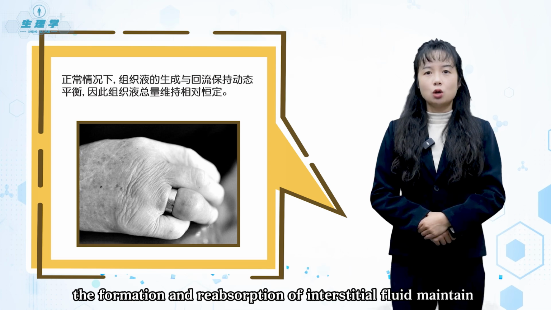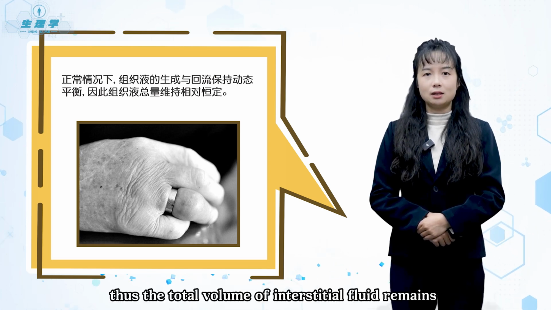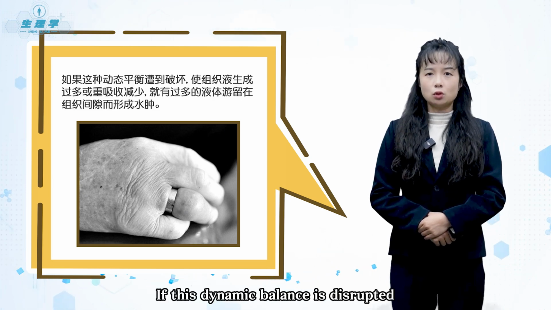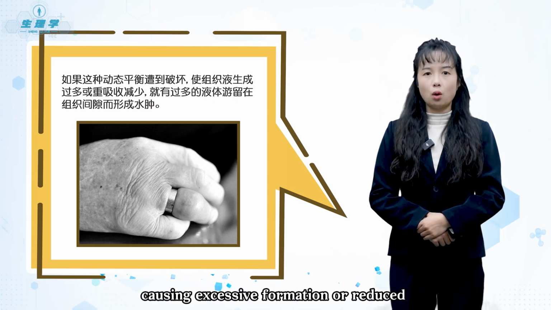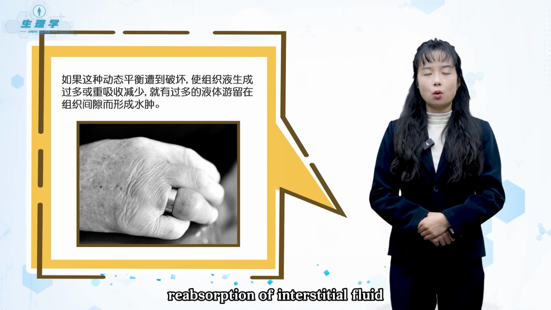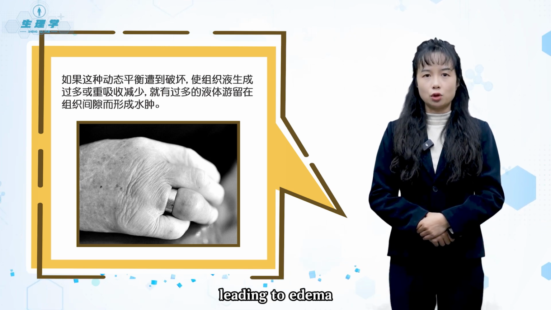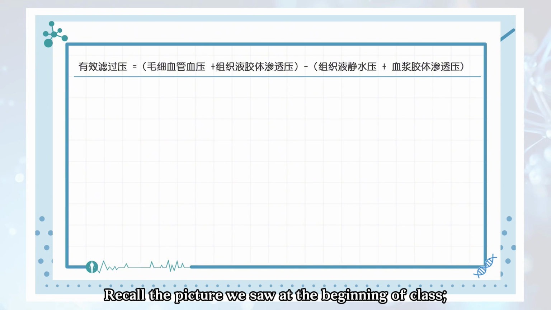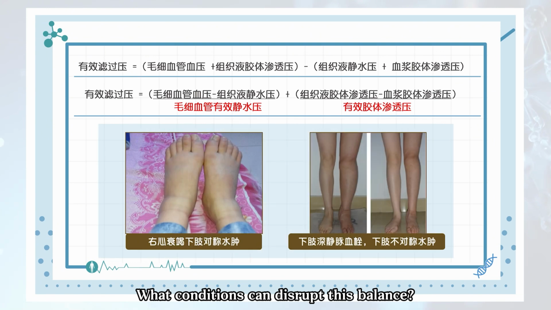Normally, the formation and reabsorption of interstitial fluid maintain a dynamic balance. Thus, the total volume of interstitial fluid remains relatively constant. If this dynamic balance is disrupted, causing excessive formation or reduced reabsorption of interstitial fluid, excess fluid accumulates in the interstitial space, leading to edema. Recall the picture we saw at the beginning of class. It showed an example of edema in the index finger. What conditions can disrupt this balance?